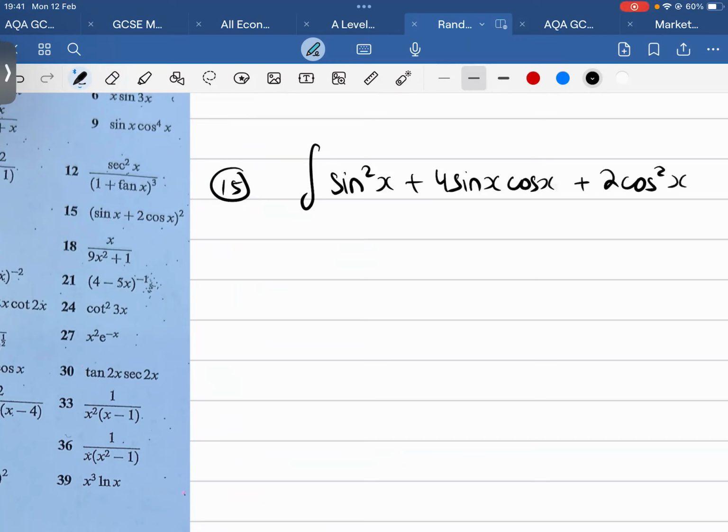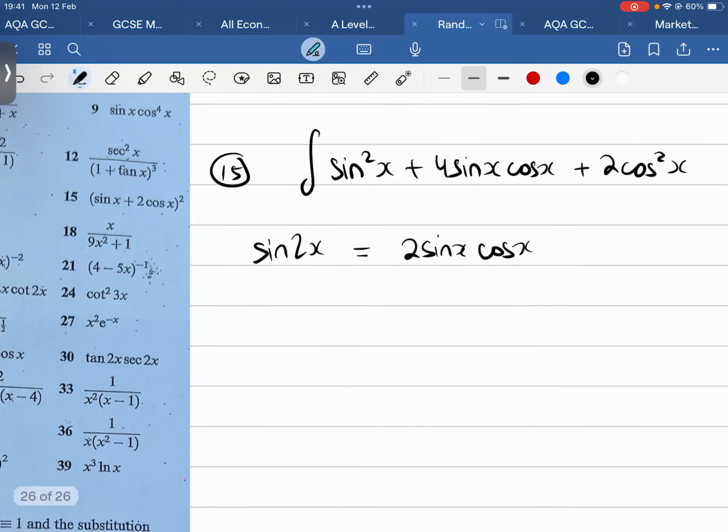This is where that thing I was talking about comes in. I have two identities which I know. I know that sine 2x becomes 2 sine x cos x. I'll use that to my advantage here. So if sine 2x is 2 sine x cos x, what is 4 sine x cos x? It's 2 sine 2x. That's what I'm going to write that as later.